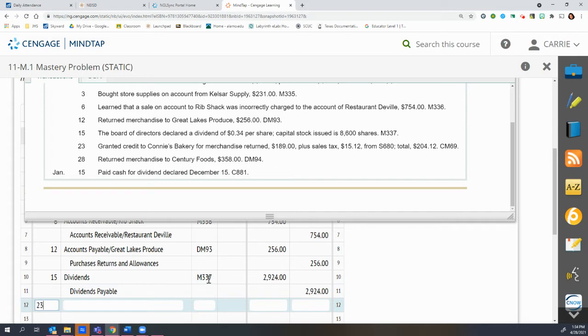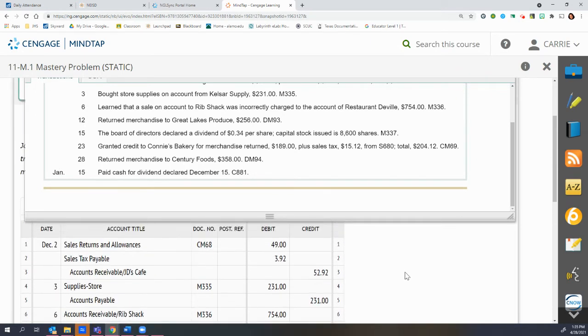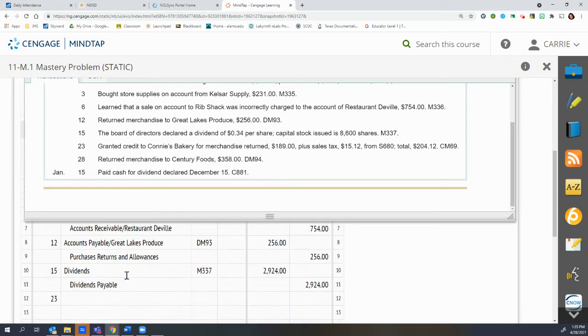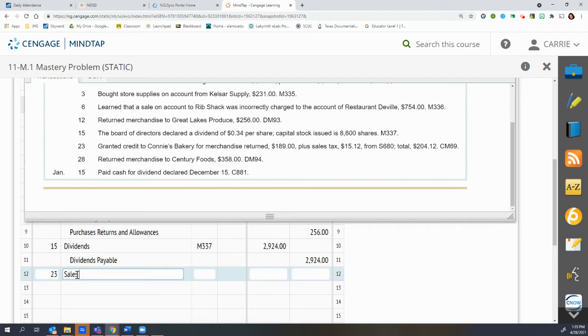And then on the 23rd, we gave credit to Connie's Bakery for merchandise returned from that invoice. There's a credit memo and there's the tax. So basically that one is just the same. Let me see if I can move this up. It's basically the same exact one as this: sales returns and allowances, sales tax payable, and accounts receivable. That is CM69, and that is $189.